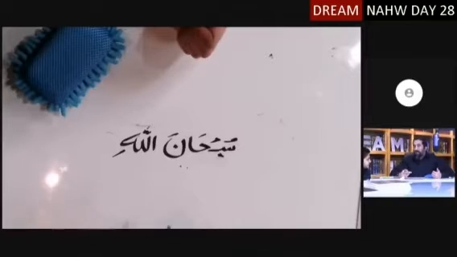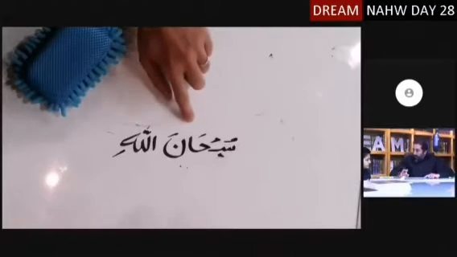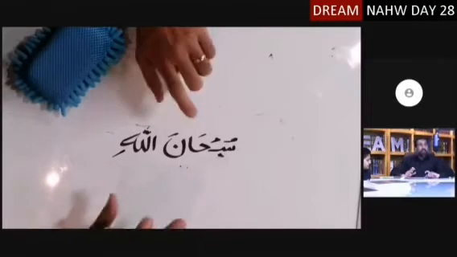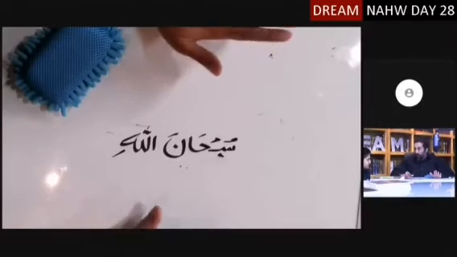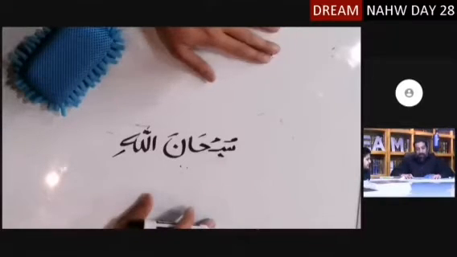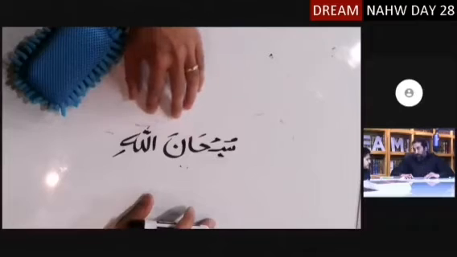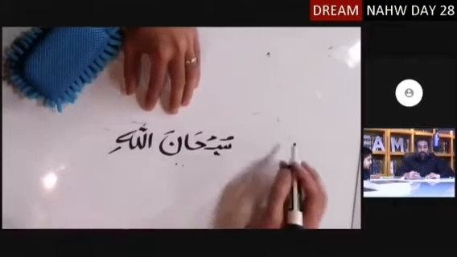A maf'ul means what? A detail of a fi'l. There's no Inna. So the only possibility is what? It is a detail. Now the maf'ul is maf'ul bihi, maf'ul fihi, maf'ul lahu, maf'ul mutlaq, maf'ul hal. Those maf'uls we did. This, we have to figure out which one. And I'm going to help you with that.